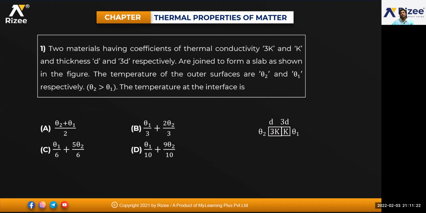Here it is given, this is 3K, this is K. Thickness of the first one is D, the next one is 3D. They are joined to form a slab as shown in the figure. The temperatures of the outer surfaces are theta 2 and theta 1. Here it is theta 2 and here it is theta 1, and theta 2 is greater than theta 1. The temperature at the interface is how much? Somewhere here, what is the temperature?